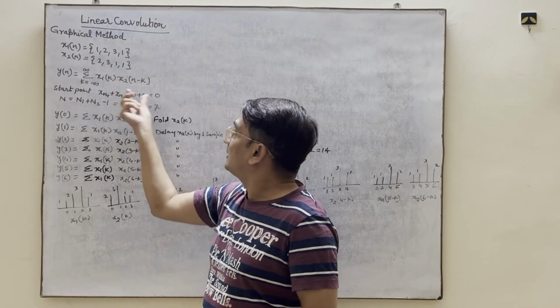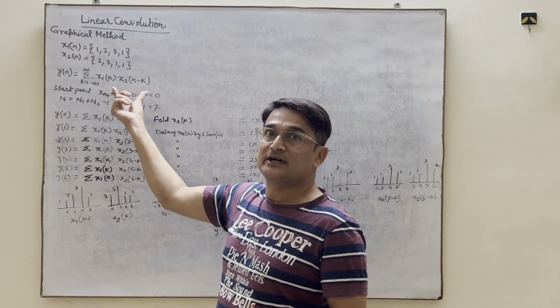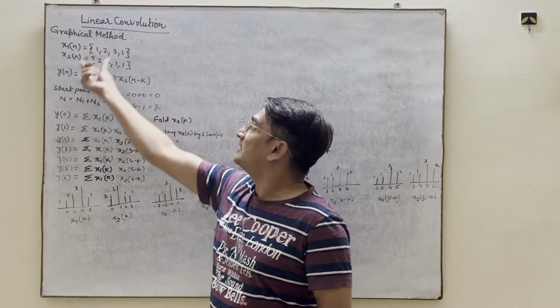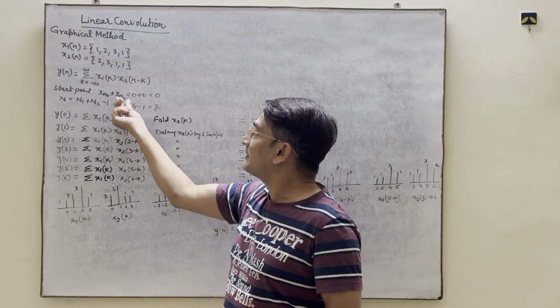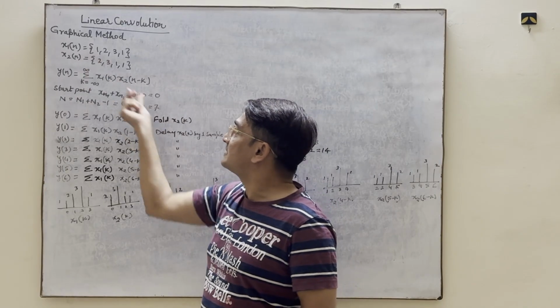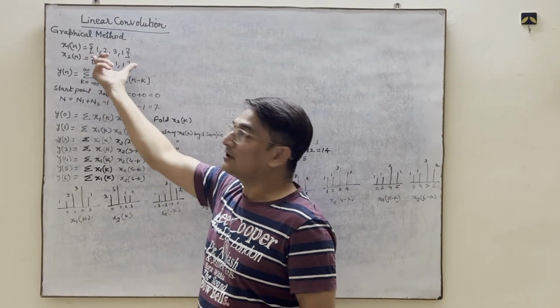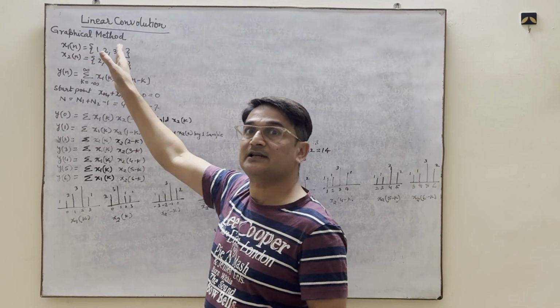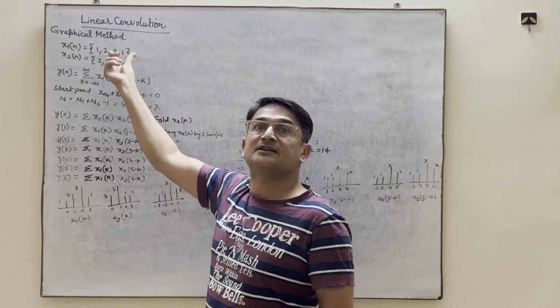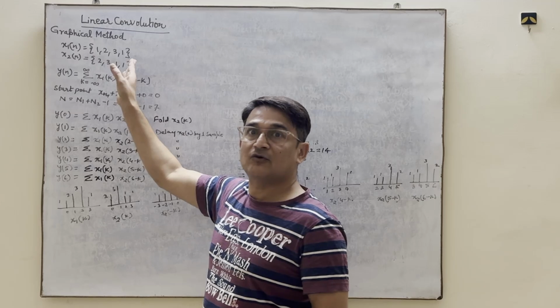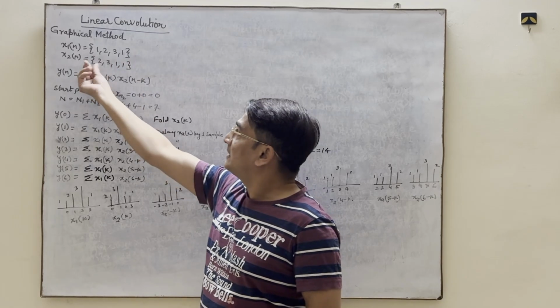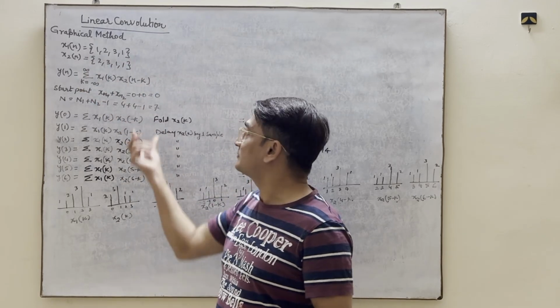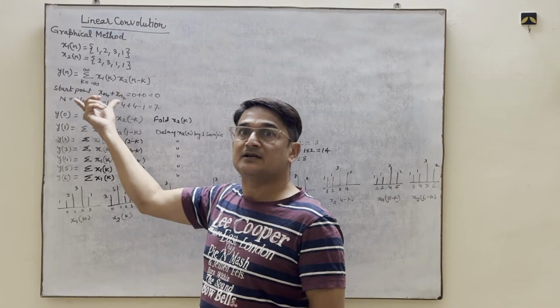Now always we will calculate the starting point. The starting point of the output would be n1 plus n2, which is 0 plus 0, equal to 0. This I have already explained in the previous video. If any arrow is given, then the arrow indicates the zeroth sample, and if the downward arrow is not given, then the first sample is the zeroth sample. So that is why the starting point would be 0.